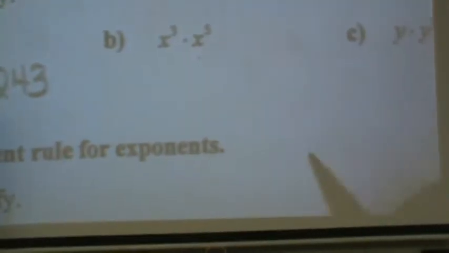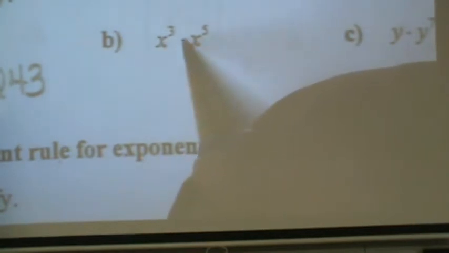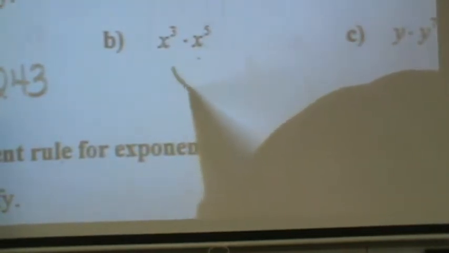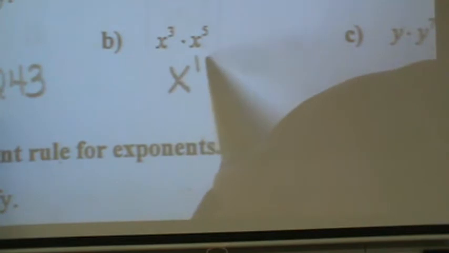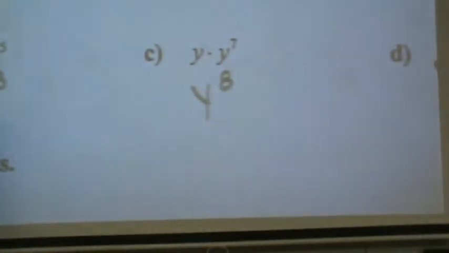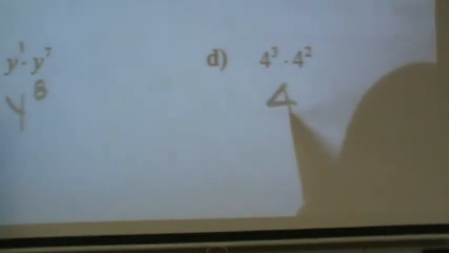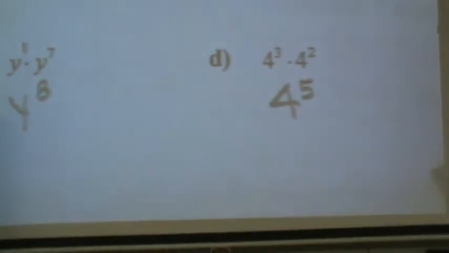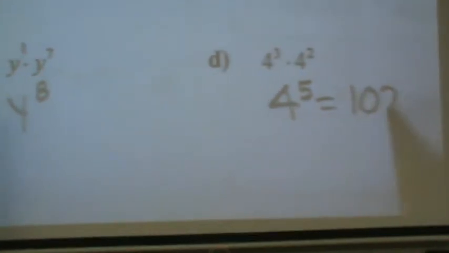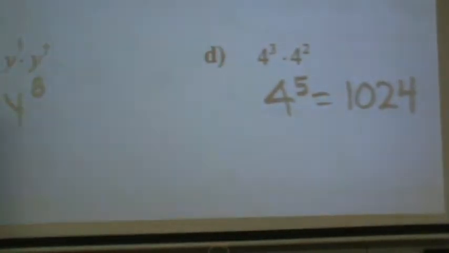How about B? Bases are the same and we're multiplying, so what do we do? We keep the base the same and add the exponents. What do you get? X to the 8. Good. How about C? How'd you get 8? Because there's an imaginary 1 above the first one. Very good. And how about the last one? 4 to the 5th. What's another name for 4 to the 5th? 1024. Yep. There you go. Beautiful.